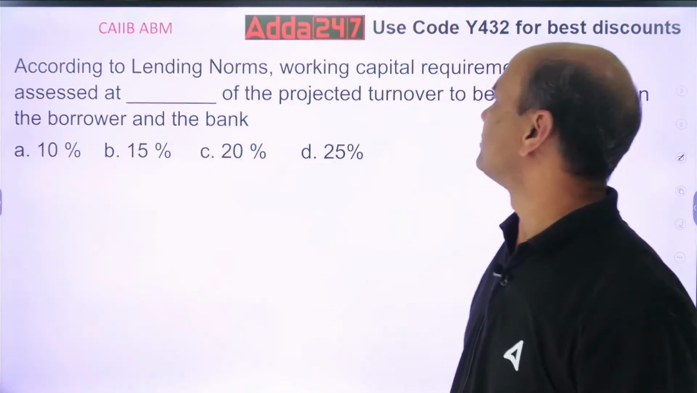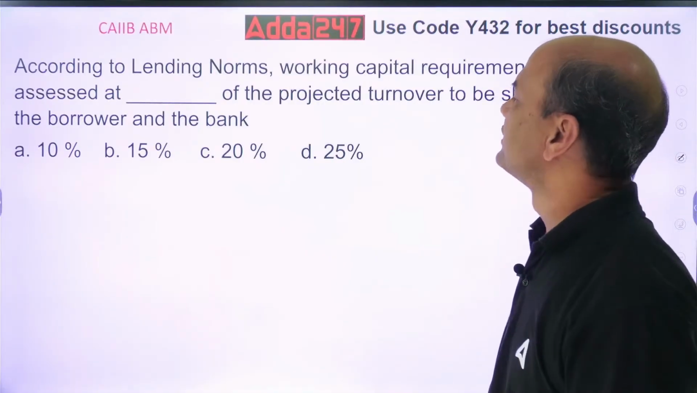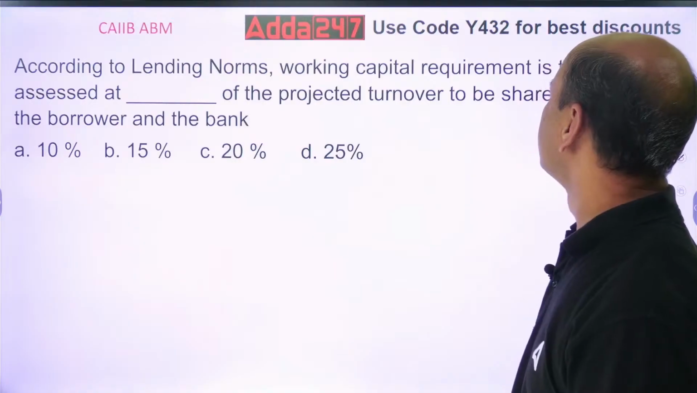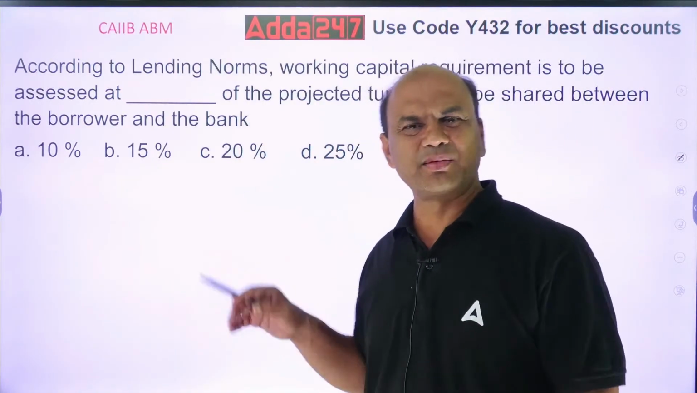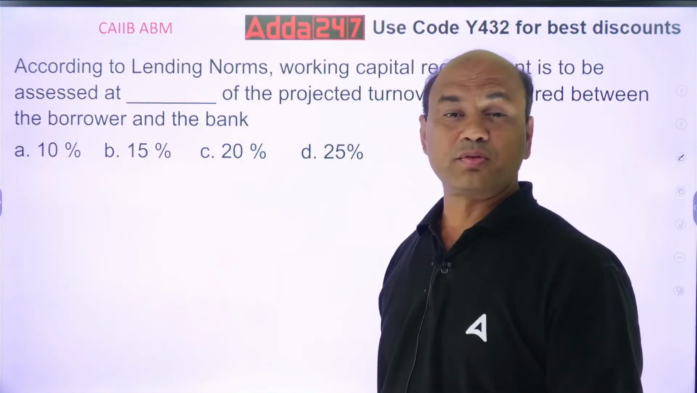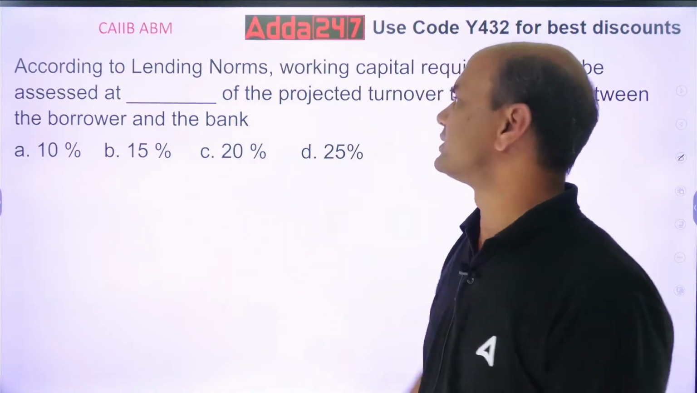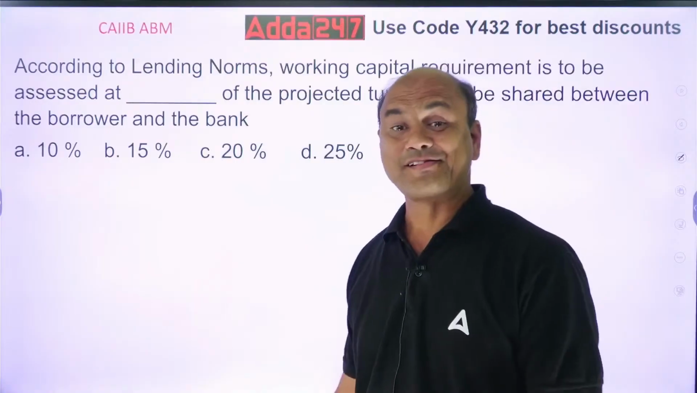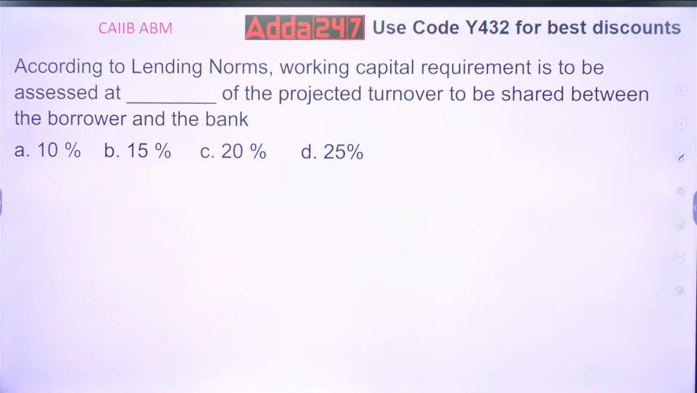According to lending norms, working capital requirement is to be assessed at dash of the projected turnover to be shared between the borrower and the bank. This is the NAIK committee, isn't it? NAIK committee's method. So what is the answer for NAIK committee? Is it 10, 15, 20 or 25%? Think over it, everyone.